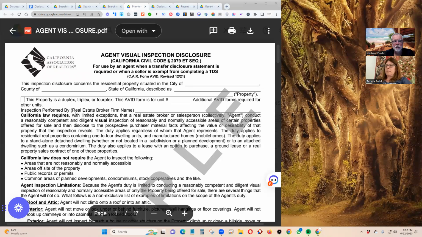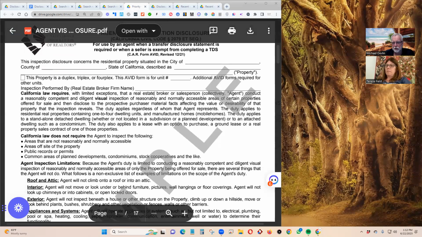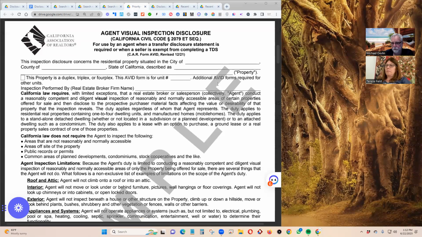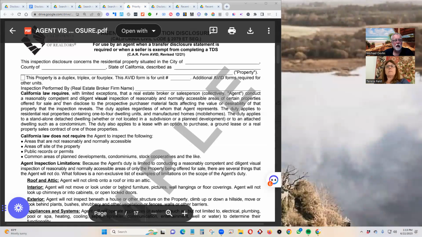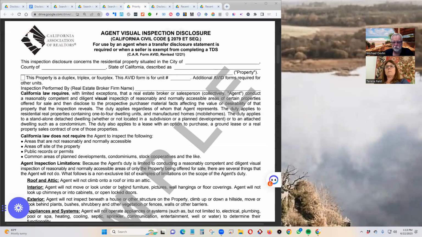Inspection performed by broker firm name. So if I were filling this out, I would put in EXP Realty, right? Not my name. Now you might be thinking, well, I'm a broker. Can't I put my name there? No, I'm a broker too. We don't put our name there. We put the broker's name there, right? And even though I am a broker at EXP, I am not the broker at EXP. So that would be EXP Realty. It requires that they conduct a reasonably competent and diligent visual inspection.